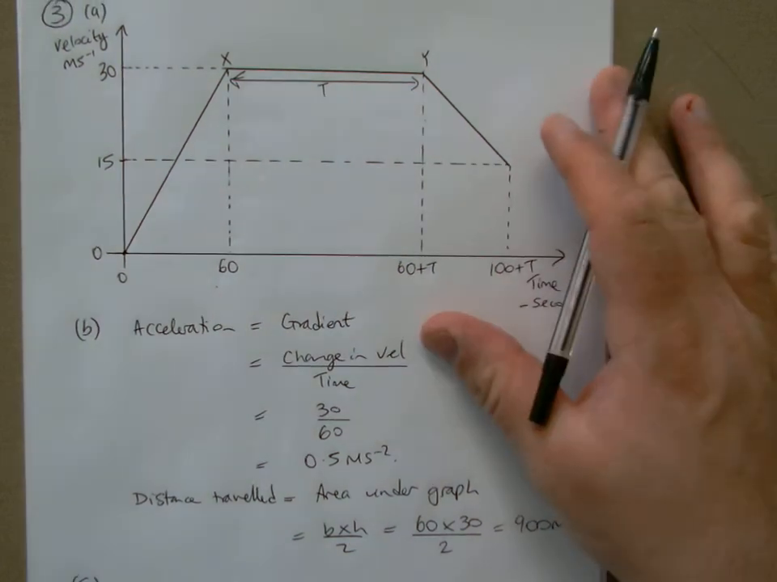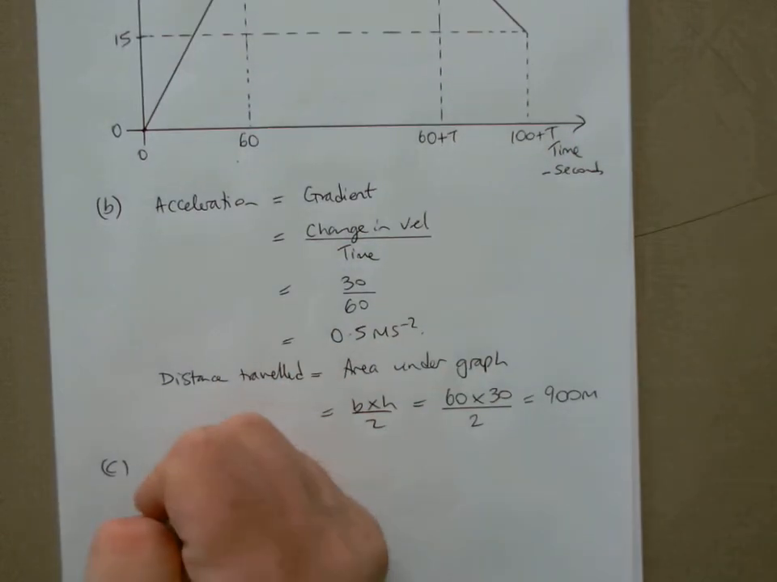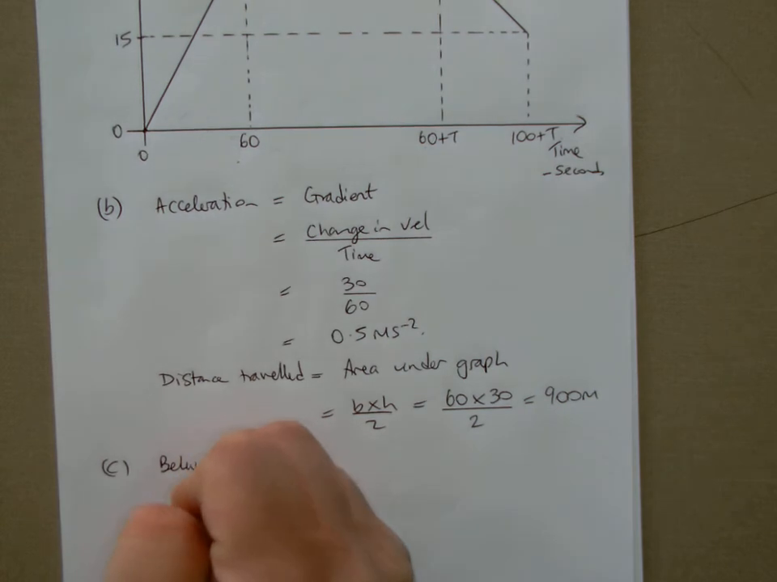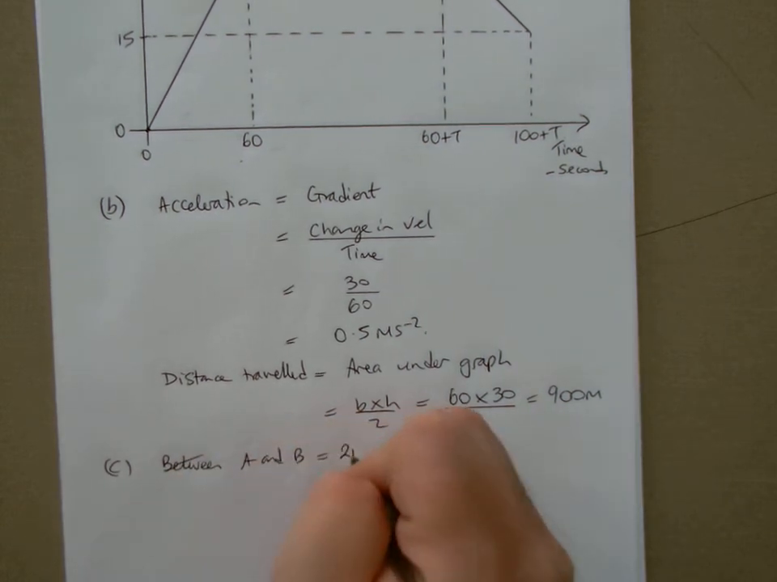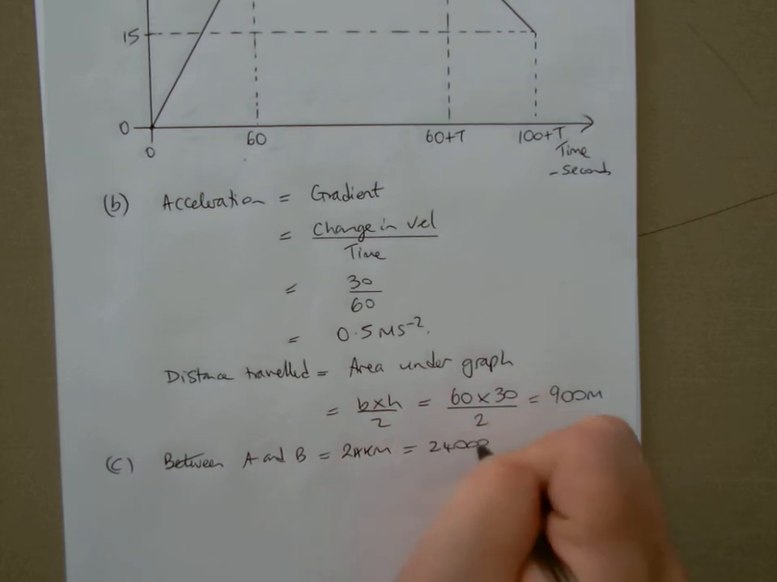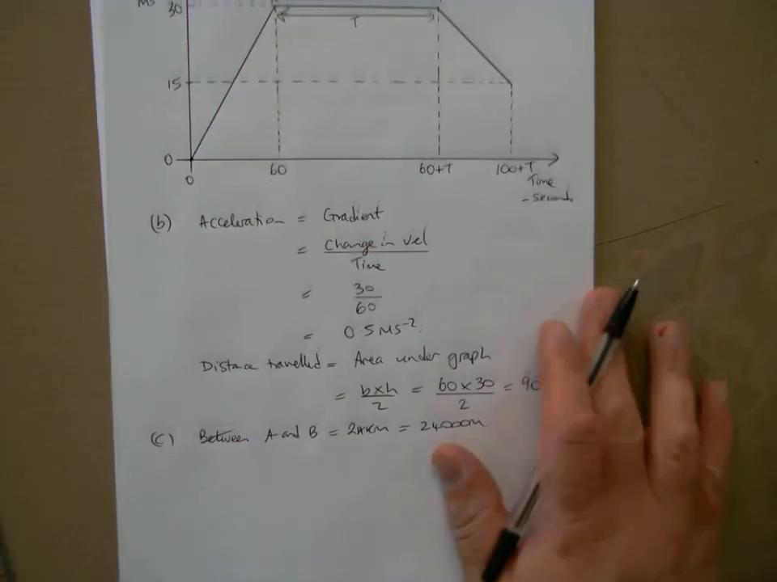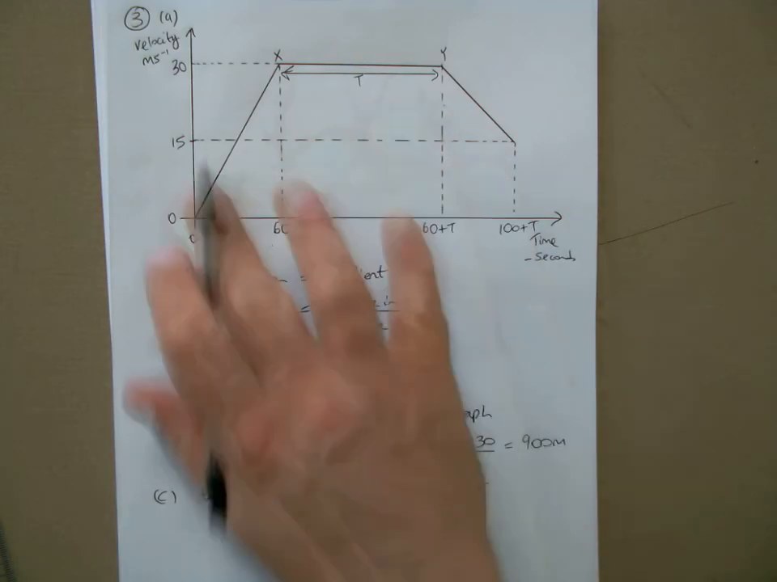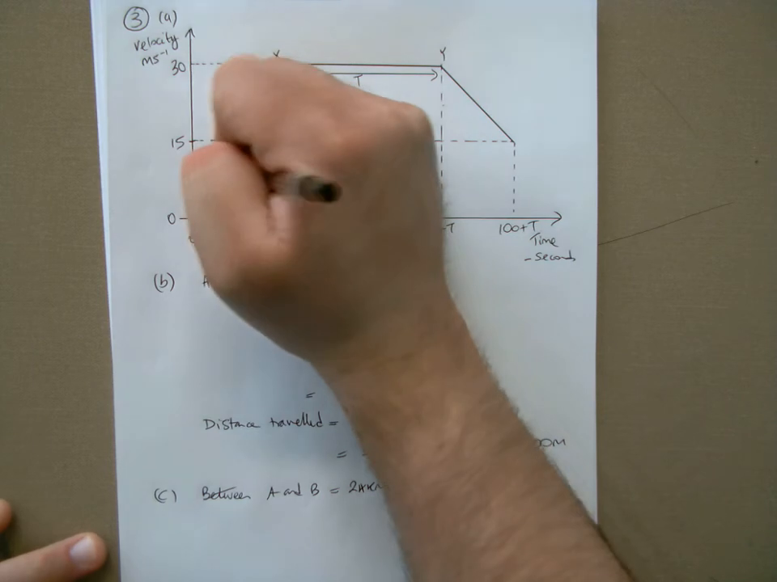Now, what we can do is appreciate the other information they've given us, that the distance between stations A and B is 24 kilometres, which of course is 24,000 metres. So if we could work out the area on our velocity time graph here, the total area, then we can put it equal to 24,000 and then somehow work out T. Now we know the area of this is 900.